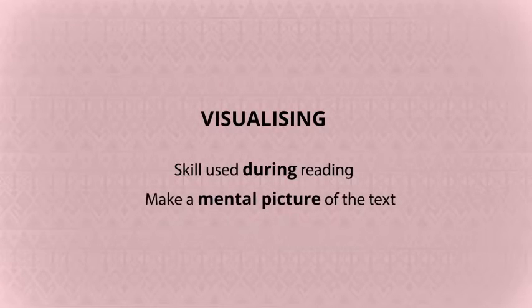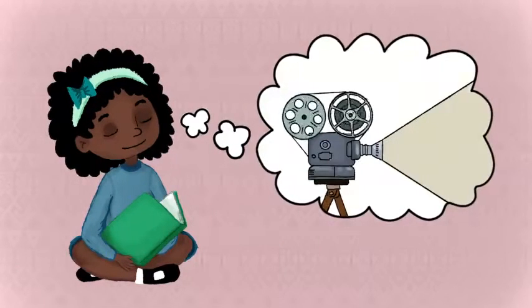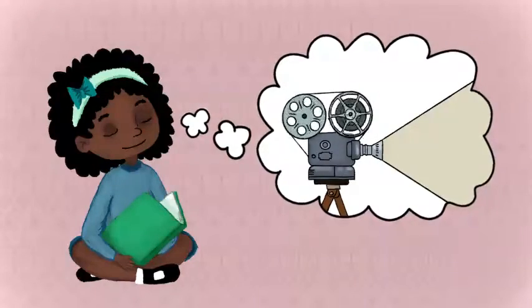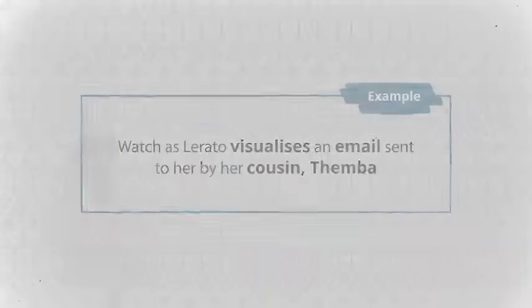Visualizing is a skill used during reading to help us make a mental picture of the text. When learners visualize, they must think about what is happening in the text like a scene from a movie. They must try to see the text in their minds as it happens. Watch as Lerato visualizes an email sent to her by her cousin, Themba.